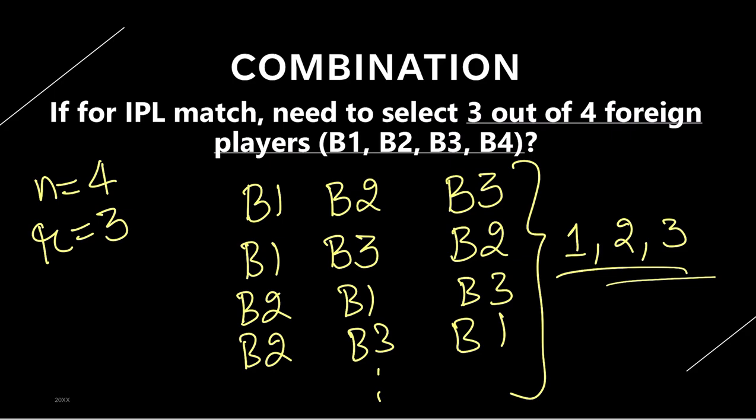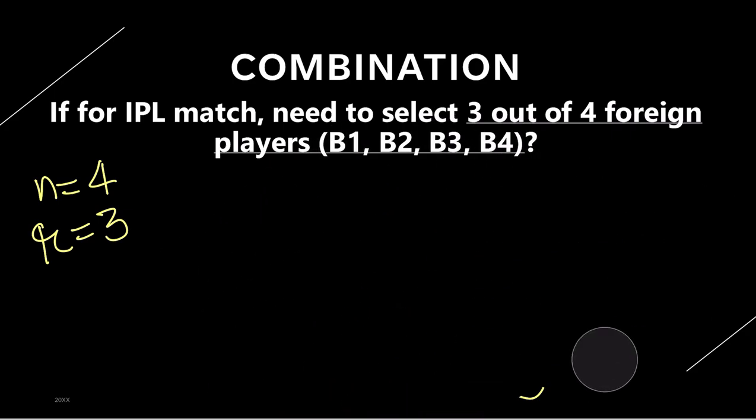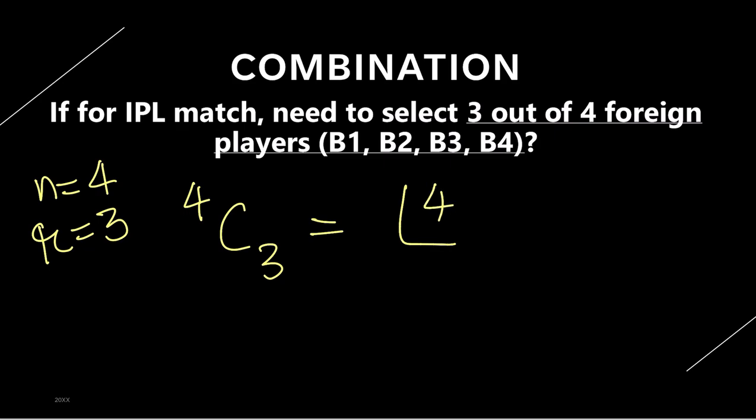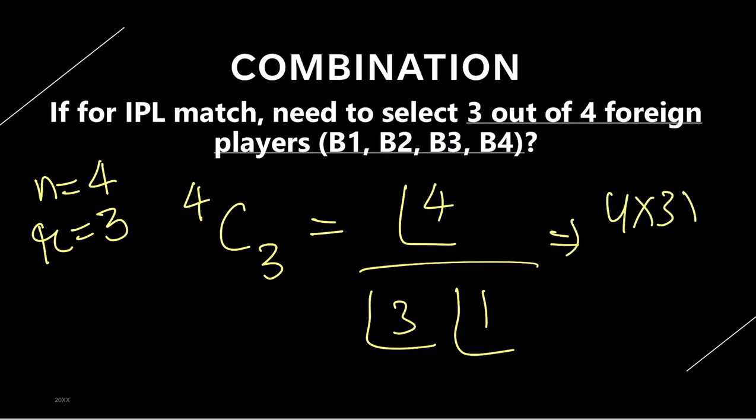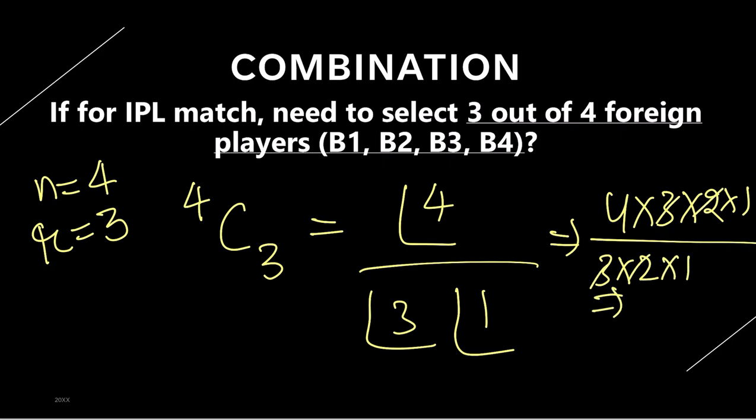When the order does not matter, what are we going to do? We are going to use the combination. And when we are using the combination, the formula is 4C3. So 4 factorial divided by 3 factorial into 4 minus 3, that is 1 factorial. You will get 4 into 3 into 2 into 1 divided by 3 into 2 into 1. This gets cancelled out. You will have 4 ways, 4 ways of choosing 3 batsmen out of 4 players.